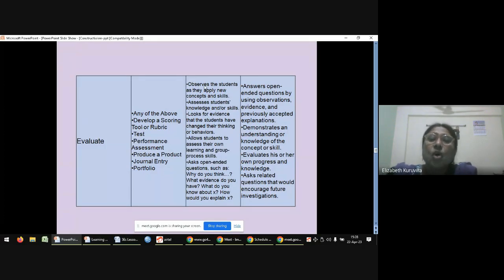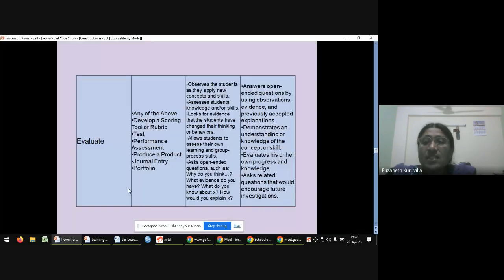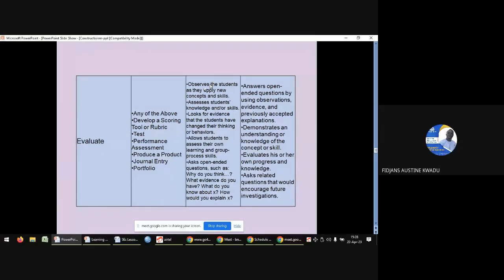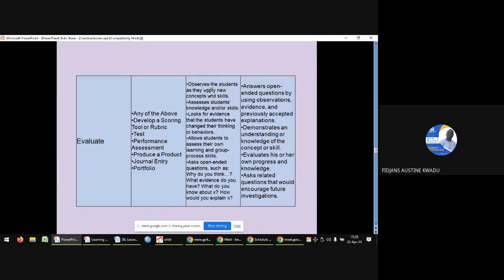Here, the teacher observes the students as they apply new concepts and skills. Now, let us see. Austin, can you read this part? What the teacher does? Austin, are you there? Please, can you hear me? Yes. The teacher observes the students as they apply new concepts and skills.